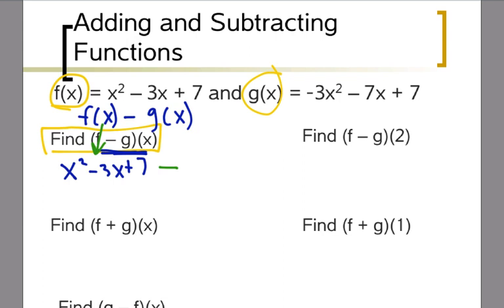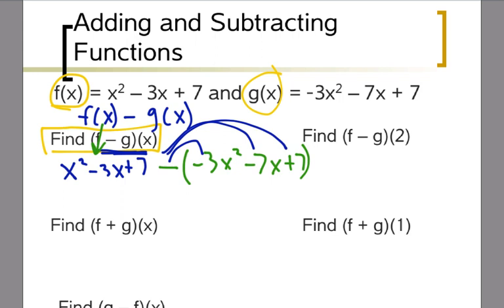Now, the only thing to be careful of here is you need parentheses because you're going to have to distribute the subtraction sign to my negative 3x squared minus 7x plus 7. And then I distribute like I did in the last lesson on combining like terms, and that's going to give me plus 3x squared plus 7x minus 7. And then I bring down the x squared minus 3x plus 7.